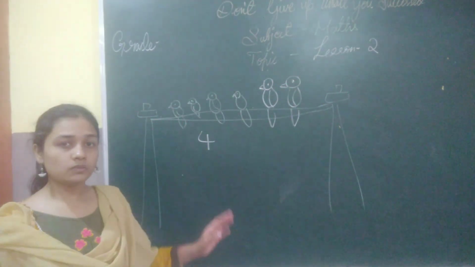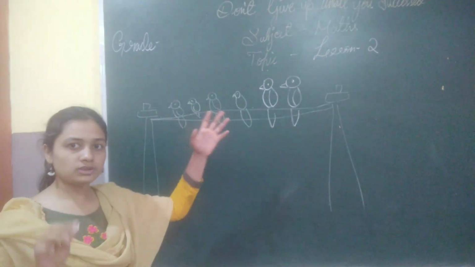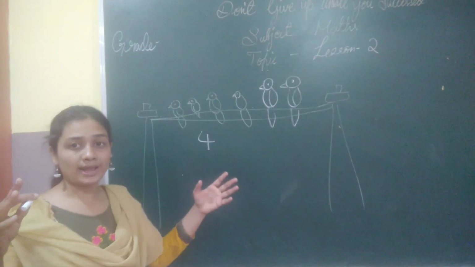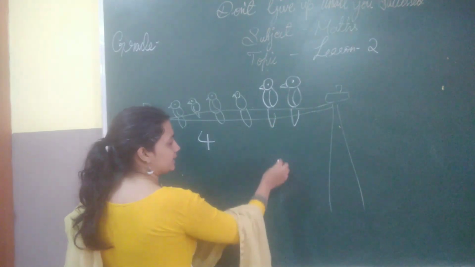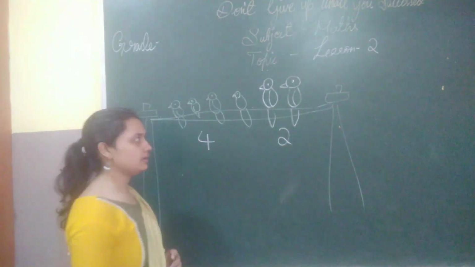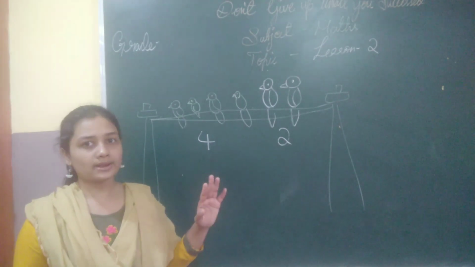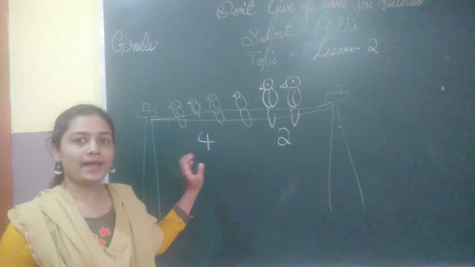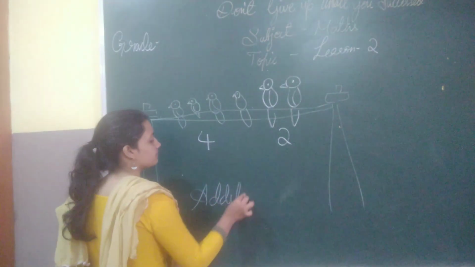So what happens now? The number increased, right? Some more came in, so the number became more. When the number has to become more, absolutely you should add something to it, right? So how many birds came in? 2 birds came in, and because the number is getting more, that means you have to add. So now you know what to do with this problem. We should add. So this is an addition problem.